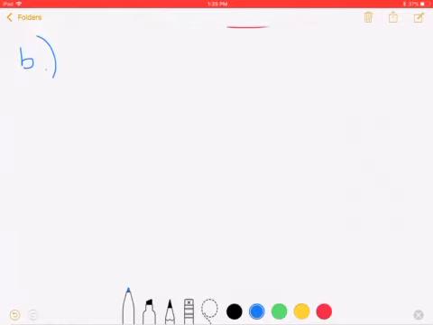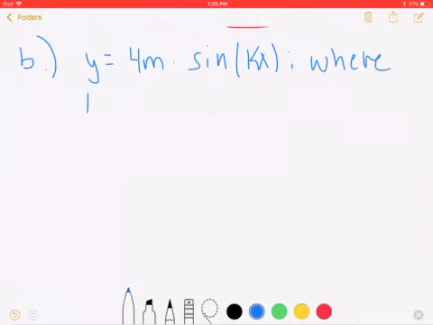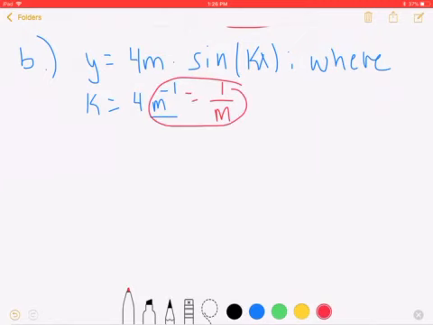So let's say we have the equation y equals 4 meters times the sine of k times x, where we're told that k is a constant, and that constant is equal to 4 meters to the negative 1. Okay, so what that means, anything to the negative 1 is technically in the denominator. So meters to the negative 1 is 1 over meters.